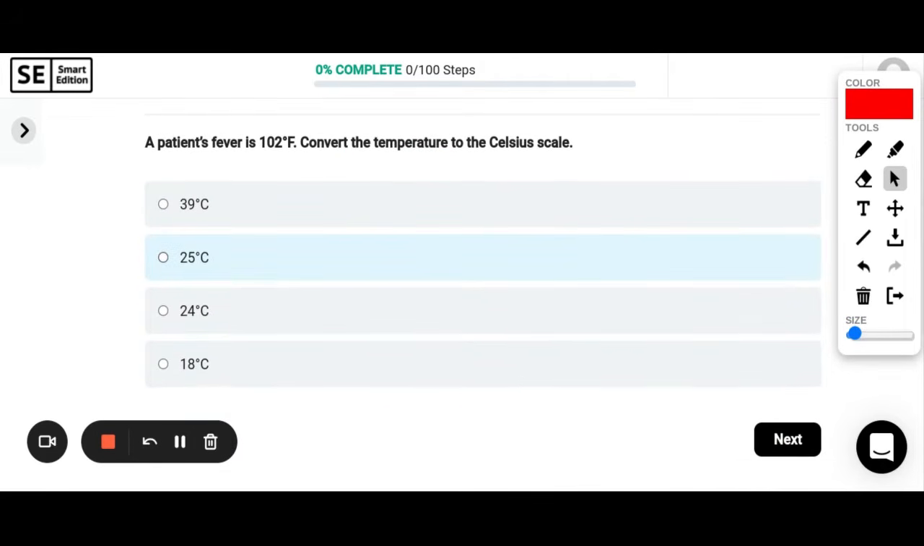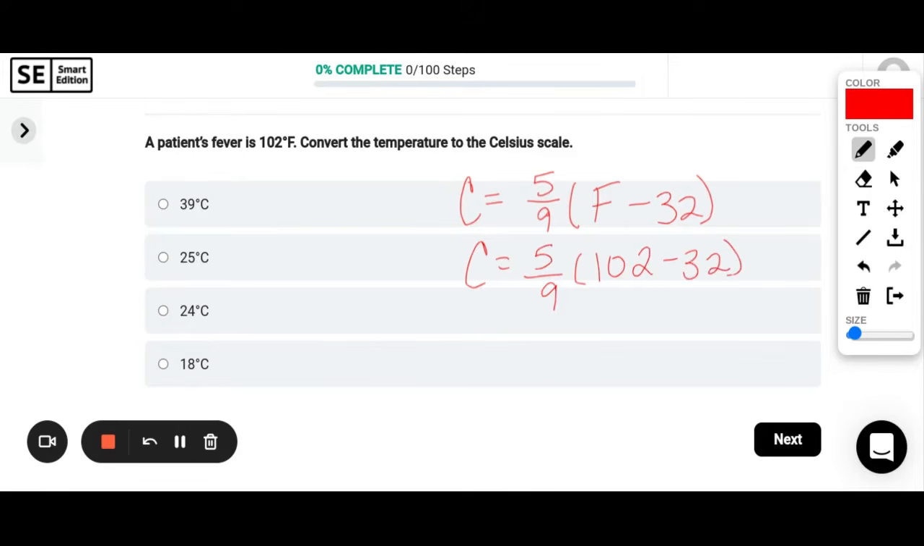Okay, a patient's fever is 102 degrees Fahrenheit. Convert the temperature to the Celsius scale. So a formula that we can use for Celsius is 5/9 times our temperature in Fahrenheit minus 32. Okay, so I'm going to plug in 102 where I had the F holding my place for my Fahrenheit temperature.